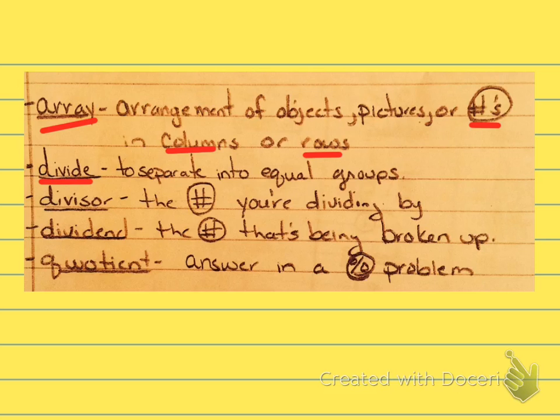The word divide means to separate or break into equal groups. That's what we need to remember, equal groups. The divisor is the number that you're dividing by, and you'll see an example of that in a little bit. The dividend is the number that is being broken up into the equal groups. And the quotient is our answer in a division problem.